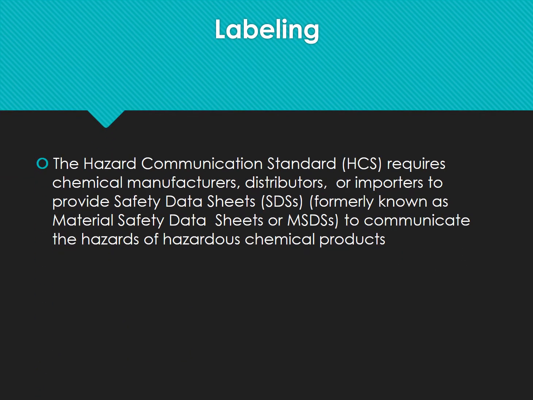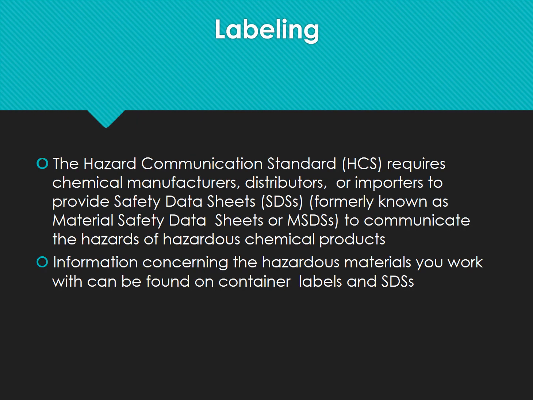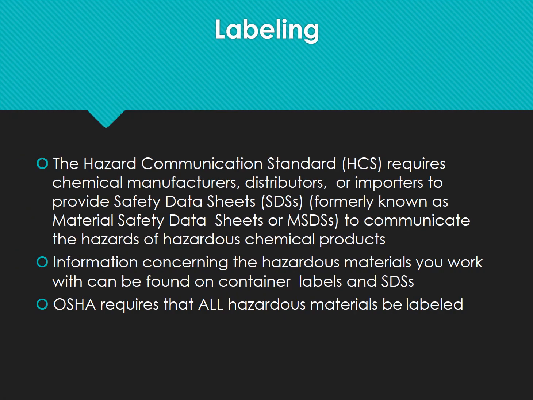The Hazard Communication Standard requires chemical manufacturers, distributors, or importers to provide safety data sheets to communicate the hazards of their products. Information concerning the hazardous materials you work with can be found on the container labels and safety data sheets. OSHA requires that all hazardous materials be labeled.